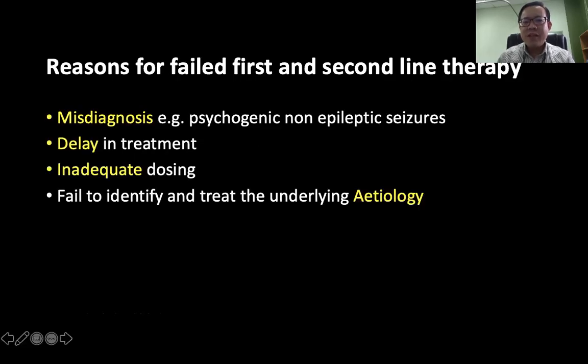Why does first and second line sometimes not work? Sometimes it doesn't work because the patient has psychogenic seizure, or the treatment is delayed. The patient's status has already lasted half an hour at home, and when they come, it's already late. Or the dose we use is too little. We may be just using 1,000 milligram of levetiracetam. In the old days, even for phenytoin, we may use a much lower dose like 500, which is actually just 10 milligram per kg, rather than 20 or 15 milligram per kg of phenytoin. And the third point is we fail to identify and treat the underlying etiology, which causes persistent seizure.